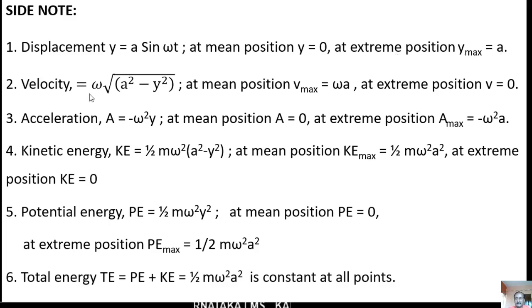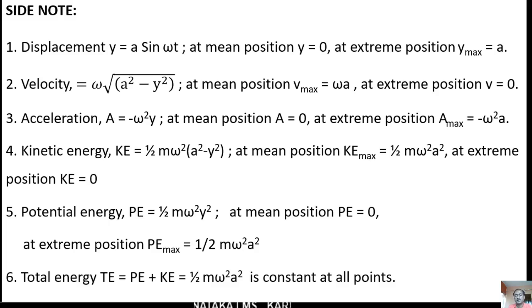Next, the second one is velocity. That is given by the formula v equals omega into square root of a square minus y square. At the mean position, the velocity is maximum. At the midpoint, the rest point, that is the equilibrium point, the velocity will be maximum, and it becomes omega a. At the extreme position, the velocity becomes 0. When the particle reaches the extreme point in the upward direction and the extreme point in the downward direction, the velocity of the particle is 0. In the same way, potential energy is also maximum at the extreme points.